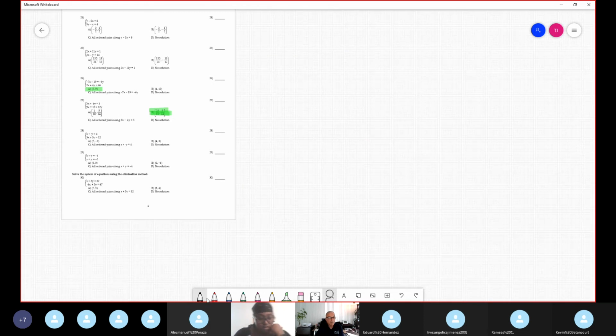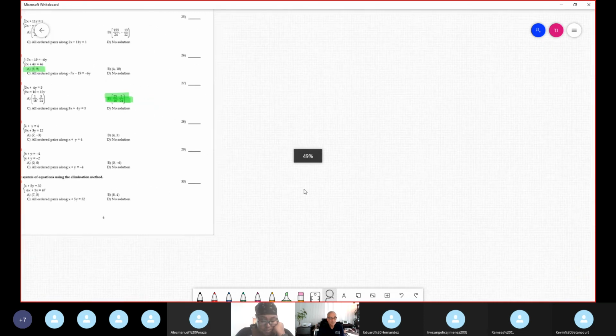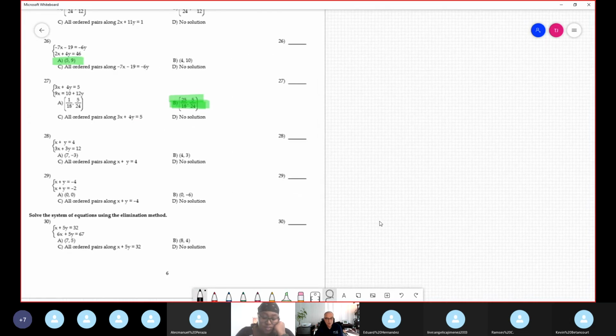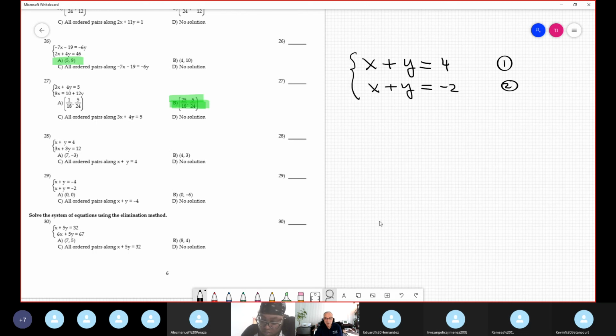Okay, number 28, oh, it's easy. It's x plus y equals 4, and x plus y equals minus 2. This system looks weird, because x plus y is something, and that something is equal to 4, and again x plus y is the same thing, equal to negative 2. So this is a contradiction, and therefore there is no solution.